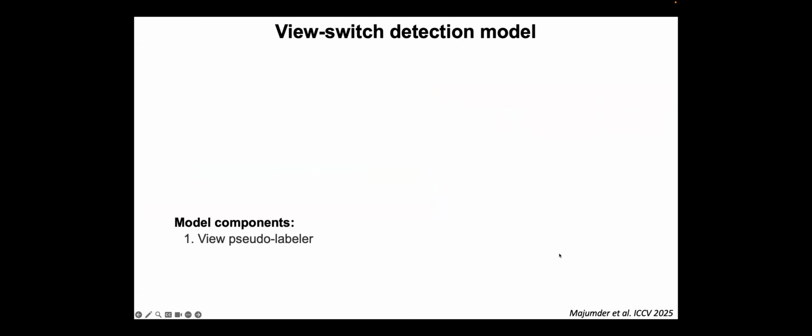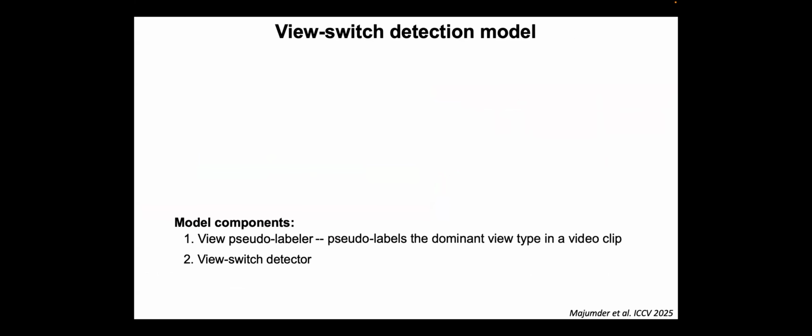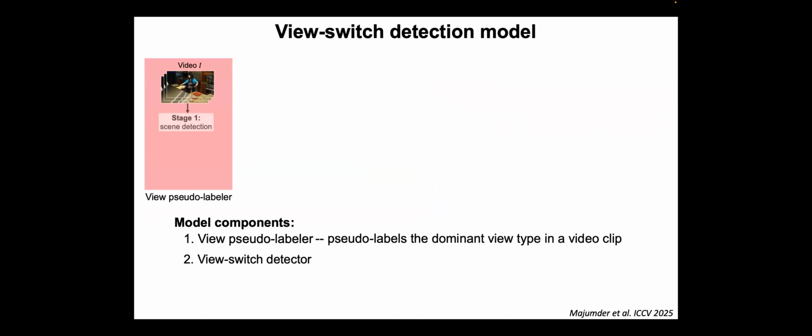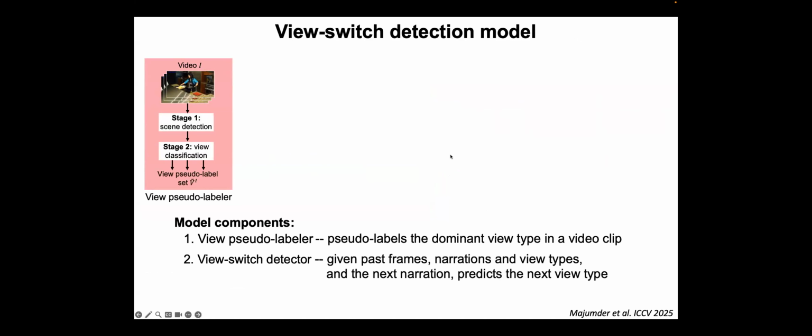To solve this view switch detection task, we design a model that is composed of a view pseudo-labeler and a view switch detector. The pseudo-labeler predicts the primary viewpoint of a video, that is ego-like or exo-like. To do so, given a long video, it first segments it into shots, where a new shot begins when the scene changes according to an off-the-shelf scene detector. Next, it segments each shot into fixed length clips, predicts the view type for each clip, and finds the view that is dominant across all clips in the shot, and finally sets the pseudo label for each frame in the shot to this dominant view.